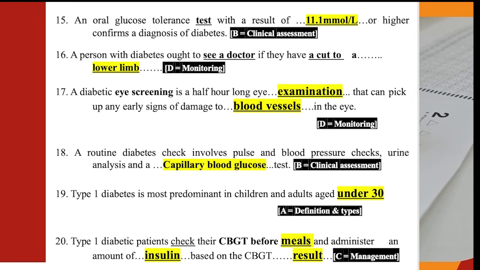Type 1 diabetes is predominant in children and adults aged under, there is a number required, which was under 30. And before meals, administer an amount of insulin based on the CBG value. The result is almost the same answer, but you'll have to get the same words from the text. Is that clear? Yes, sir.